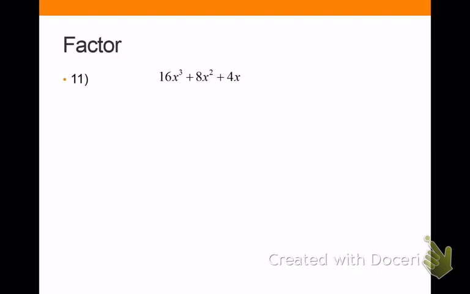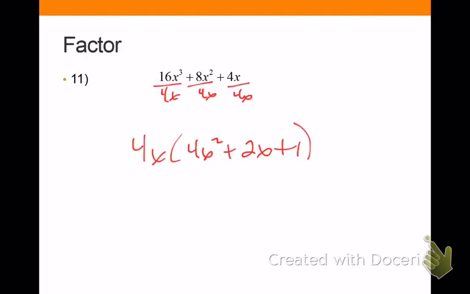Okay? All right. Try this guy. Stop the video, see what you get. And did you get this? 4x times 4x squared plus 2x plus 1. Remember that anything divided by itself is just 1. So when we divide 4x by 4x out here, that's going to leave you a plus 1. So you do have to add the 1 out there.